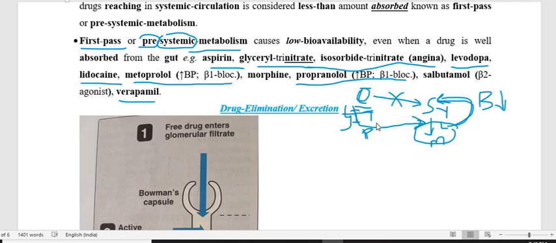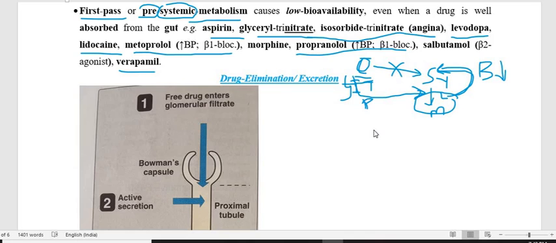That is, the metabolism of the drug occurs after absorption in the GI tract and in the liver before reaching the systemic circulation, and its availability is lesser than after absorption. This is called the first pass effect. So this is very, very important and interesting.